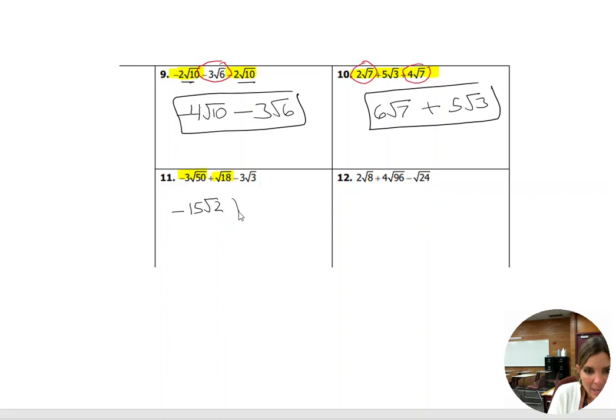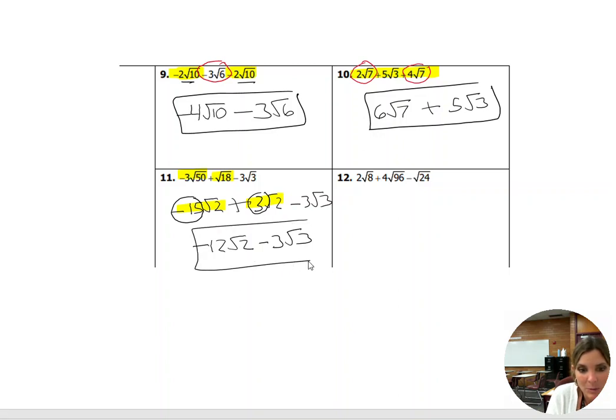Okay, and then you are going to do the root 18. So the root 18 simplifies to 3 root 2. And then you still have your negative 3 root 3. So this one and this one, these are like radicals because they both have a root 2. So the way that you combine them is you take the negative 15, you add 3, and that would be a negative 12 root 2. And then we still have the negative 3 root 3.